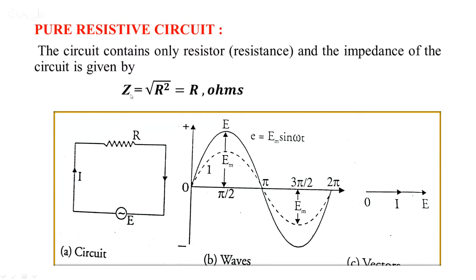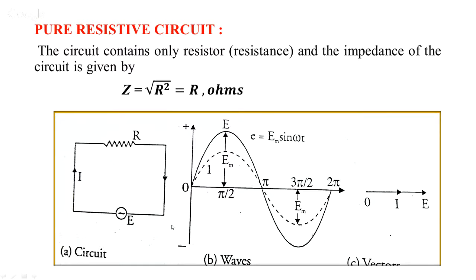is given by Z equals root of R squared, that is nothing but R ohms. That is, it is equivalent to resistance in case of DC circuits. Impedance is equivalent to resistance in case of DC circuits.